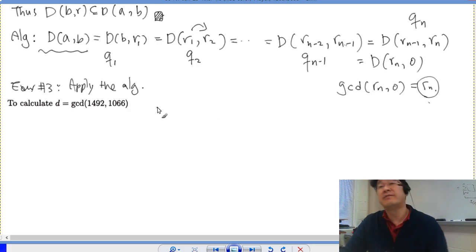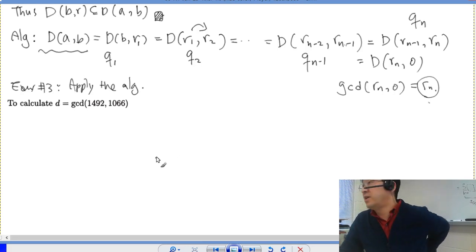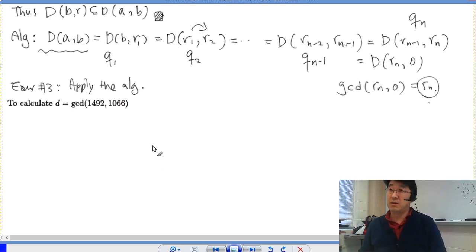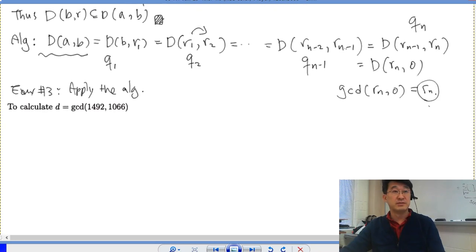My algorithm is slightly different from the book. What is different? I use D instead of GCD. And what do you write underneath it? Q's. Record those Q's. Yes, we'll use it.